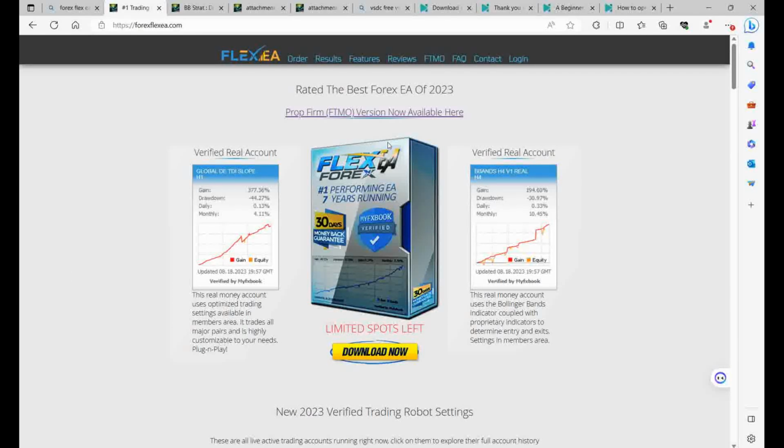So this right here on the main page says #1 performing EA 7 years running. On one of these accounts here, on their homepage, I'm going to take a look. Global DE TDI slope H1. Now it says that it trades all major currency pairs and is highly customizable to your needs, plug and play. So it's saying that you don't have to change anything. And it says it uses optimized trading settings.